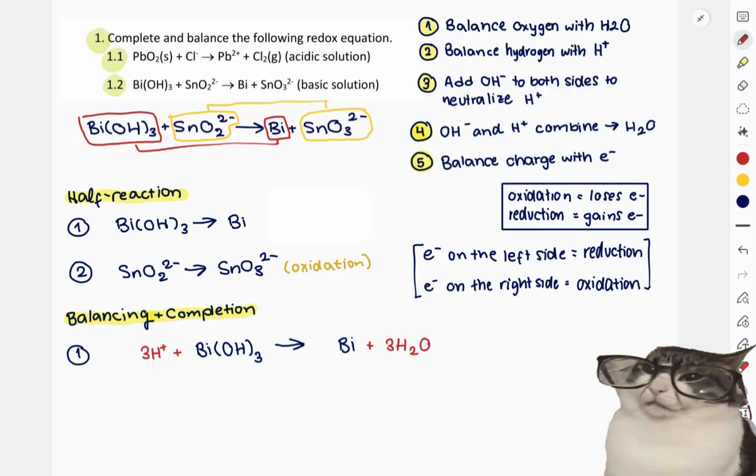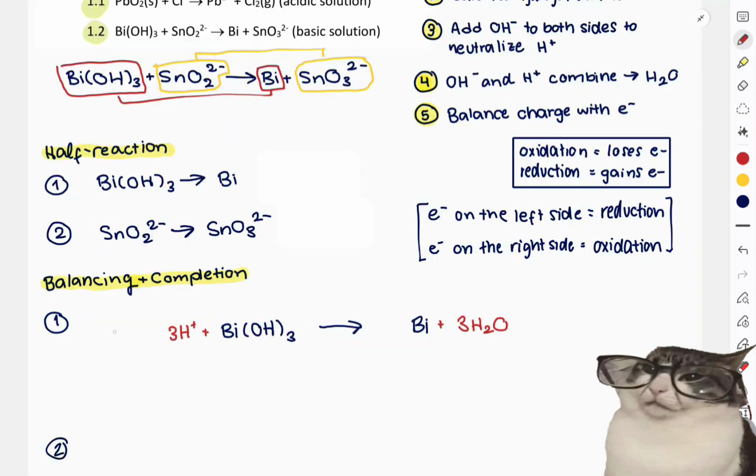So, on the left side of this equation, you can see we have 3 hydrogen ions. So that means that we need to add 3 hydroxide ions onto both sides of the equation. Why on both sides, you may ask? Well, that is basically to keep the charges balanced and the atoms balanced.